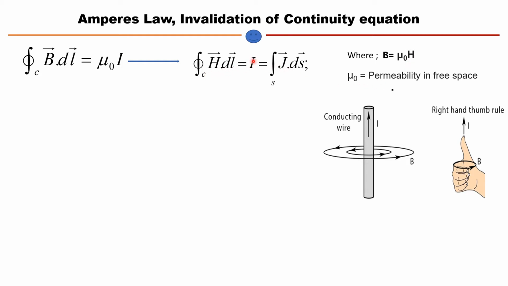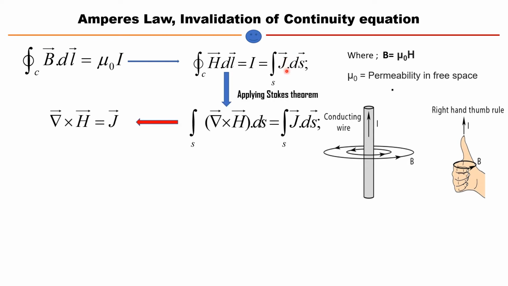So we can get I, the current, and I can also be written as J dot ds, where J is the current density. If we apply Stokes theorem in that, the line integral can be converted into a surface integral. So H dot dl can be converted into curl of H dot ds. That Stokes theorem I have also discussed in my previous lecture, which is a prerequisite for Maxwell's third equation mainly, and the J dot ds.